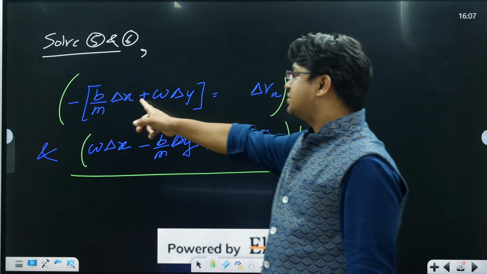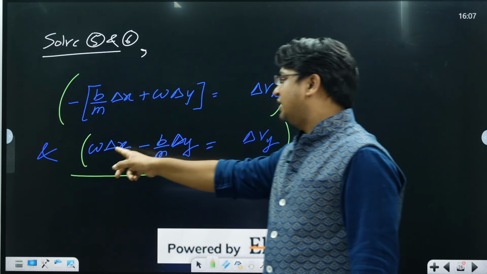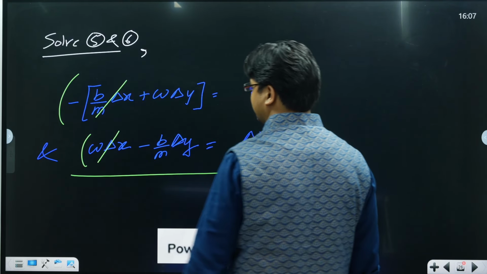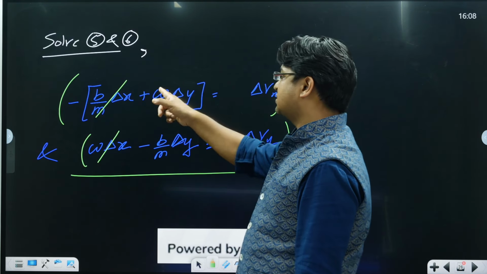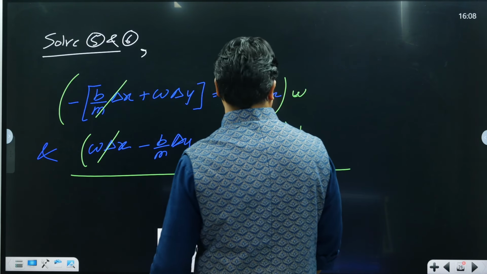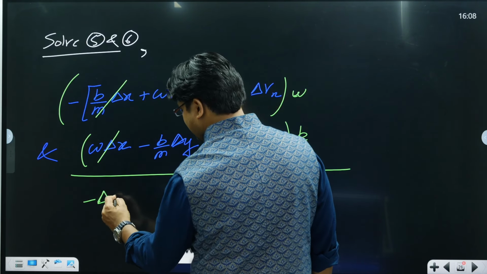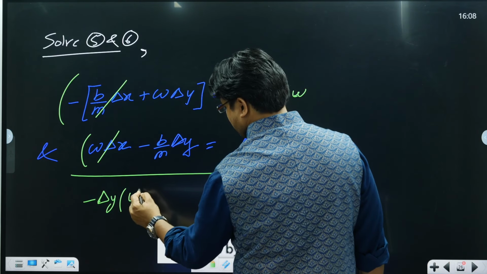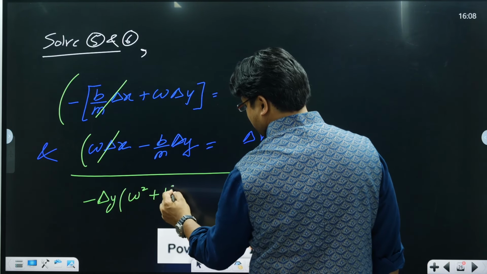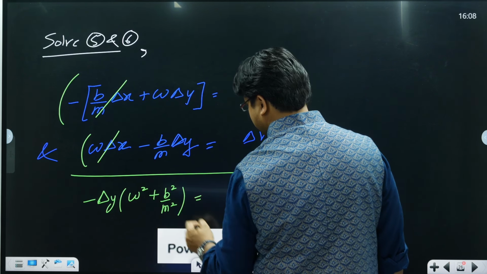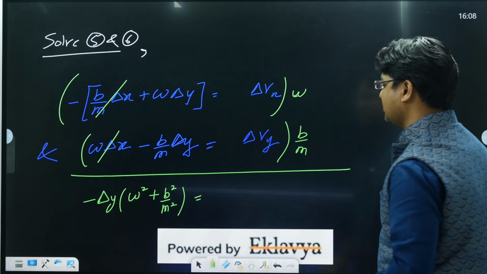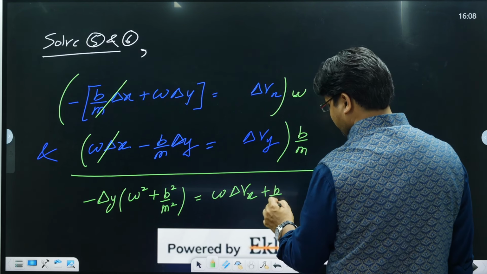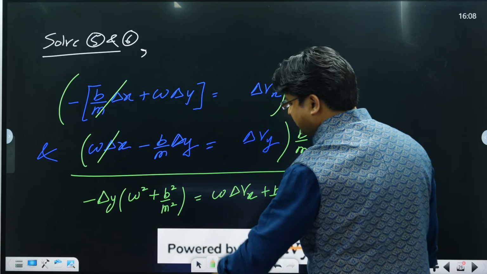When we do that, the coefficient of delta x will be B by M into omega here, and here it will be omega into B by M. So this is going to get cancelled. This is negative, this is positive, they will cancel. Now this is negative, this is also negative, so they will get added up. So we will write minus delta y into omega square plus B square by M square, equals, on this side, omega delta Vx plus B by M delta Vy. So that's it, we obtained the value of delta y.